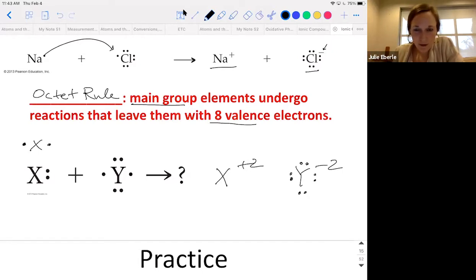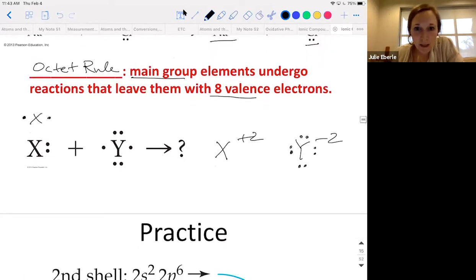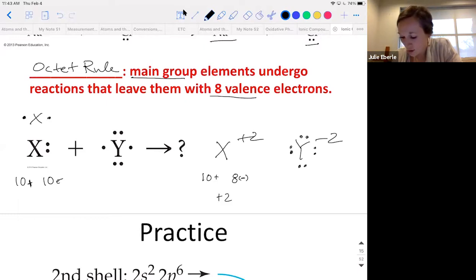So we don't know, I didn't tell you what elements these are. So I'm going to make up a number. Let's pretend that X has 10 protons, which means 10 plus charges. And starting out, before it gives anything away, that means it also has 10 electrons, 10 minus charges. So now on the product side, after it gives away 2, it still has 10 protons. Okay, remember, these are just made up numbers. And now it only has 8 negative charges because it gave 2 electrons away. Okay, 8 minuses. So that means you would have a plus 2 overall. The sum of those is plus 2.